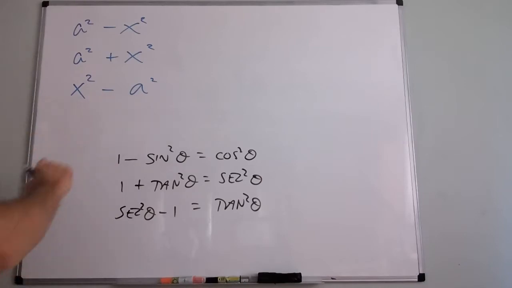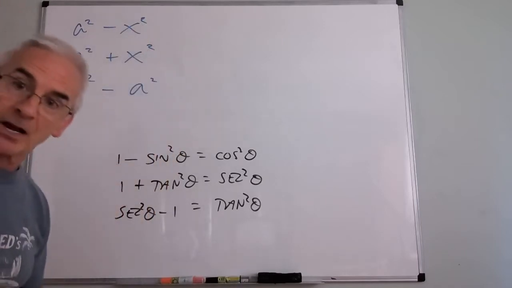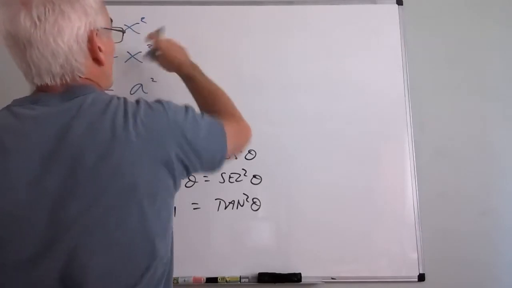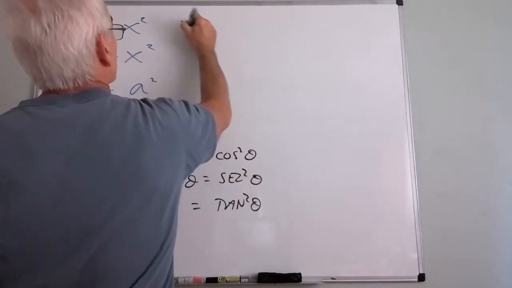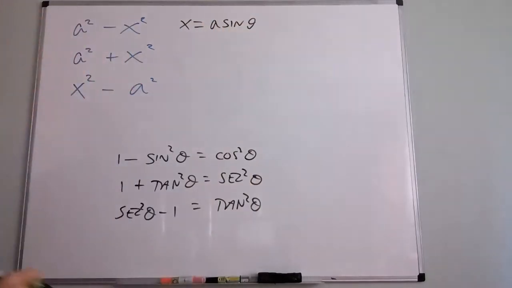positive number. So in each of these cases, I need to choose the appropriate x so that I can use one of these identities. Well, in the first one, I think it's pretty clear that I want to make x be the sine function, but I need a squared minus x squared to work perfectly. So here I'm going to choose x equal a sine theta.